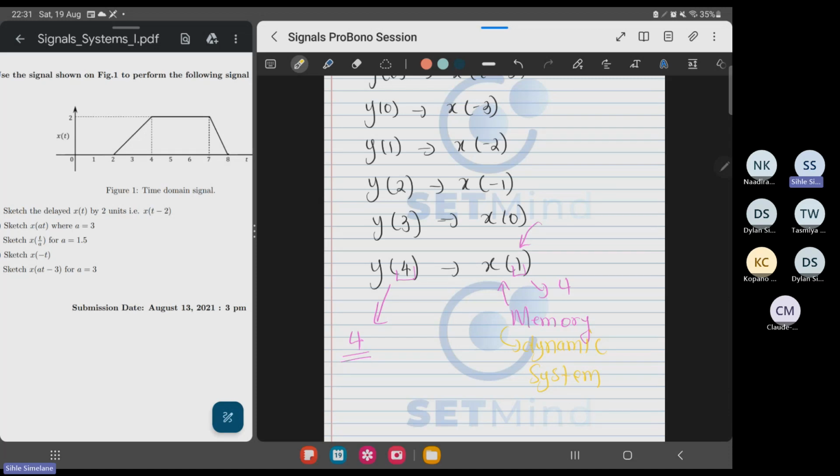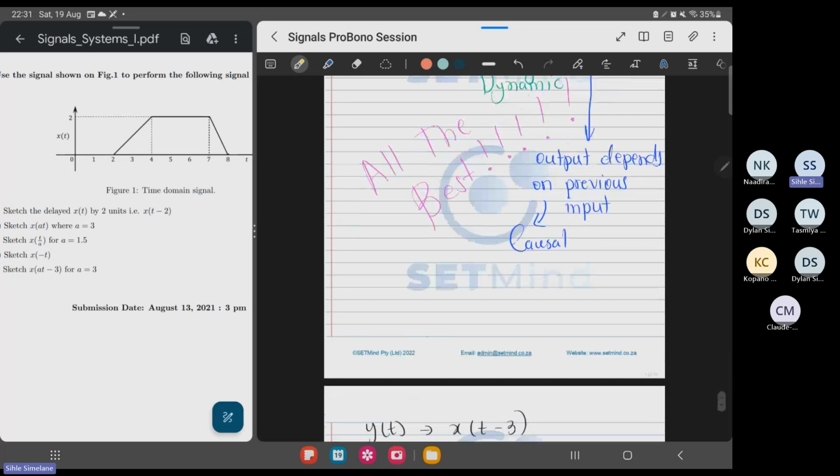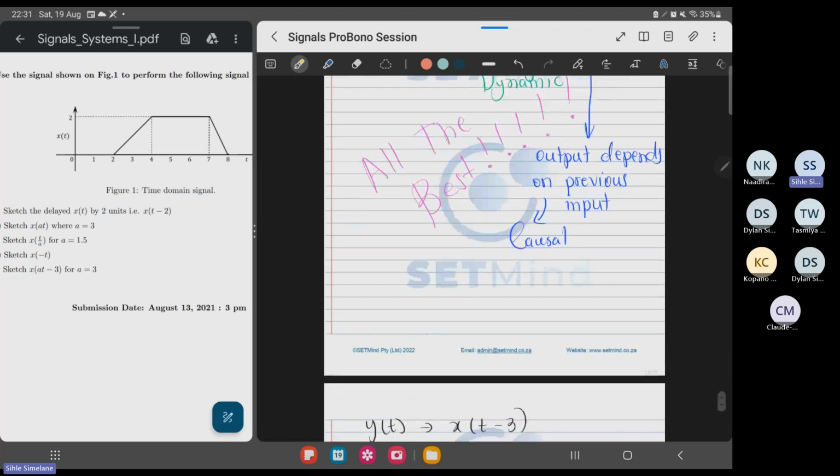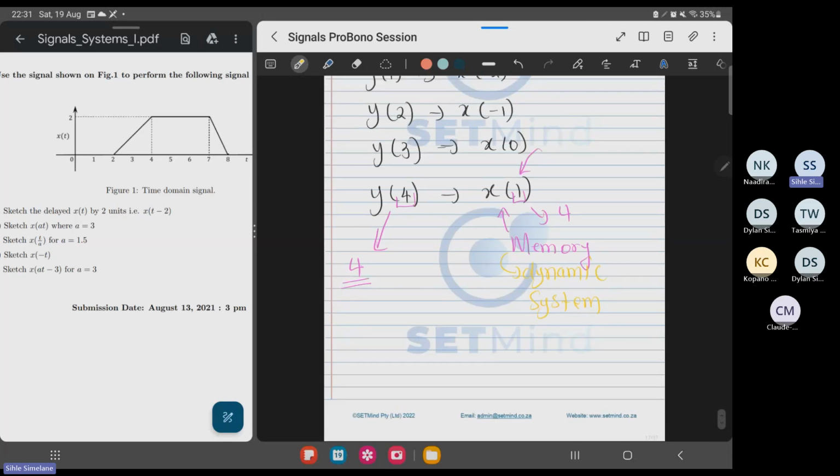No, the problem is I'm failing to understand what you mean when you were saying all conditions were ticked. Because if you remember, a causal system is one whose output can depend on current and previous input. The non-causal is dependent on future input. So for example, this one, the current output is dependent on a previous input. So this would be a causal system.